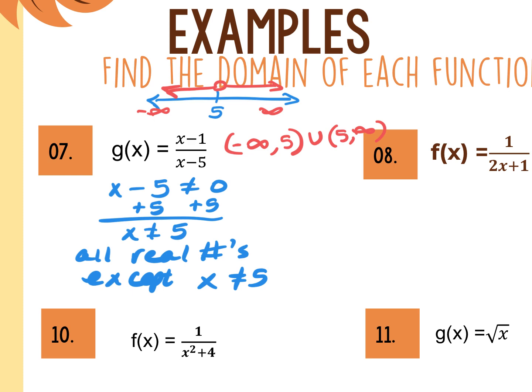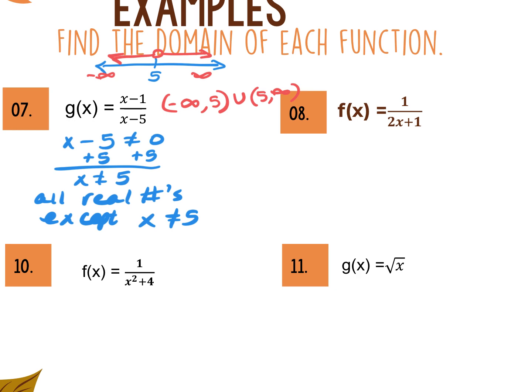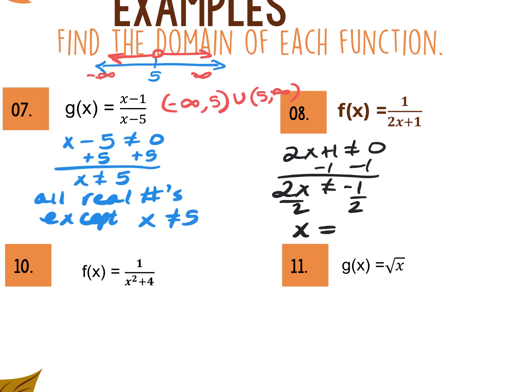The next one, same thing, it's a fraction. We have to set that denominator not equal to 0. So 2x plus 1 not equal to 0. Subtract the 1. 2x cannot equal negative 1. Divide by 2. And x is not equal to negative half. It would make the denominator a 0.